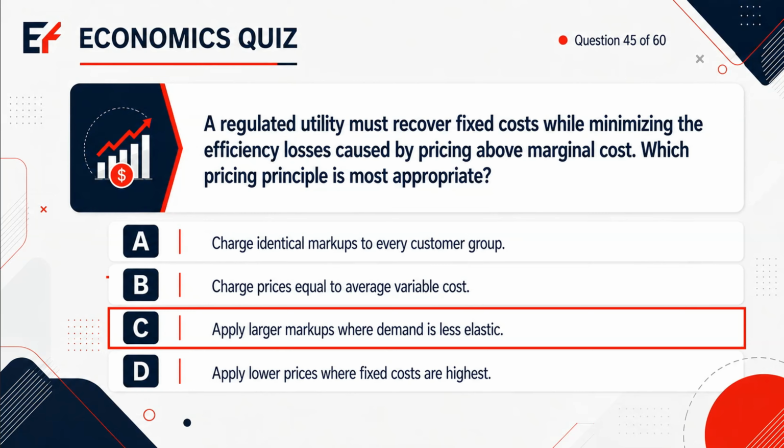Option A is incorrect because identical markups do not account for differences in demand elasticity. Option B is incorrect because pricing at average variable cost would not necessarily recover the utility's fixed costs. Option D is incorrect because prices should be guided by demand responsiveness rather than by where fixed costs are highest.